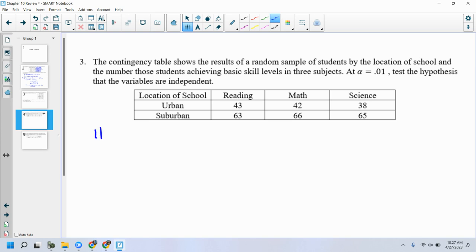All right, so the null is that it is independent. The variables, how did I put it yesterday? Variables are independent, variables are dependent. Variables, for handwriting, variables are independent. And the Ha is the variables are dependent.